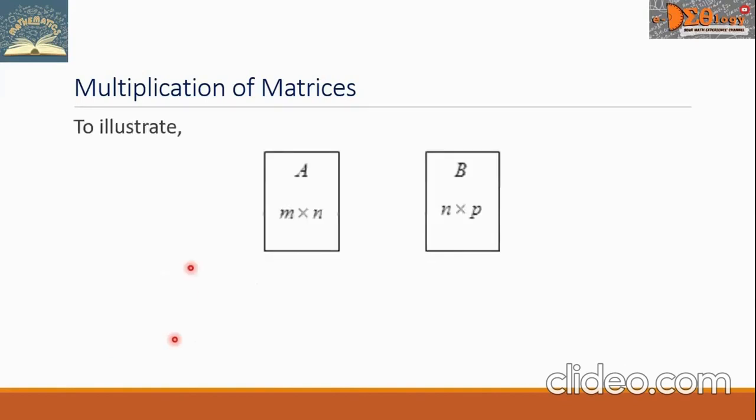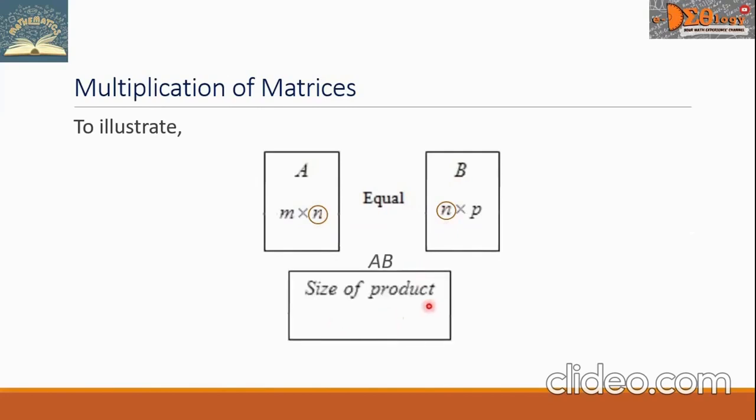To illustrate, suppose we have here two matrices. Matrix A with dimension m by n. Matrix B with dimension n by p. Note here that the column of A is equal to the row of B. For the product AB, the size of this product will be m by p. The m comes from matrix A and the p comes from matrix B.